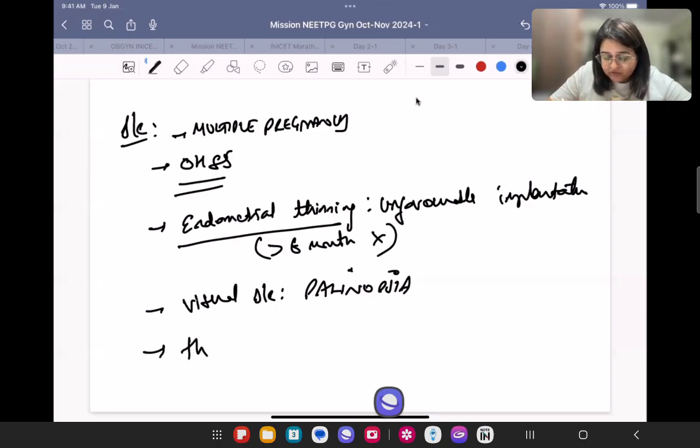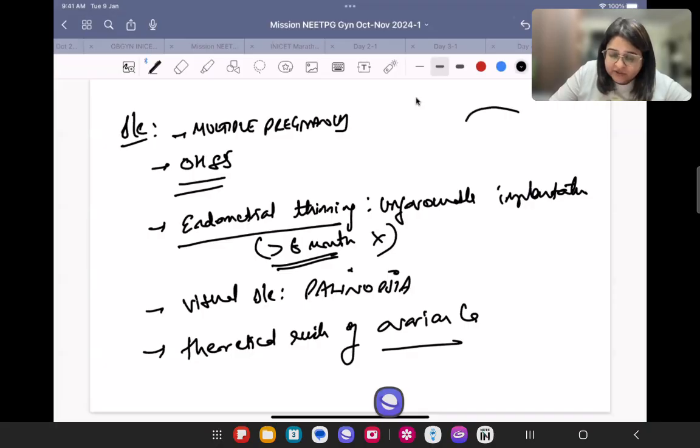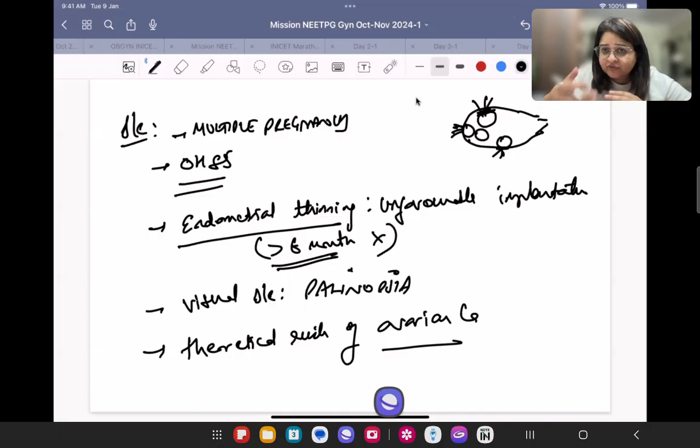And very important, there is also a theoretical risk of which cancer? That's why it is again not used beyond 6 months. Yes, ovarian cancer. Why? Because one of the etiologies of ovarian cancer is that when the follicle ruptures, the surface of the ovary gets traumatized. So the more ovulations happening, the more the micro trauma on the surface of the ovary. If ovulatory cycles are more, this micro trauma builds up over many years and can lead to ovarian cancer.